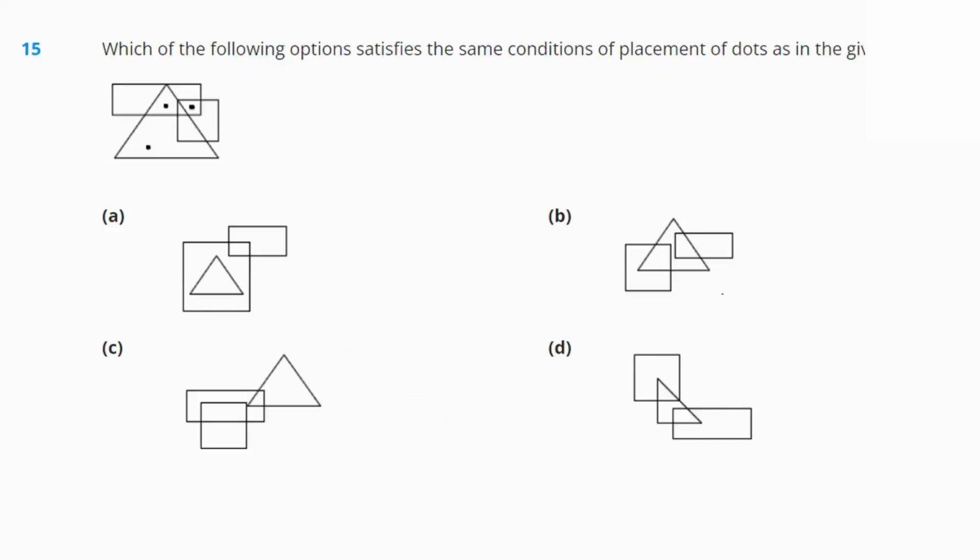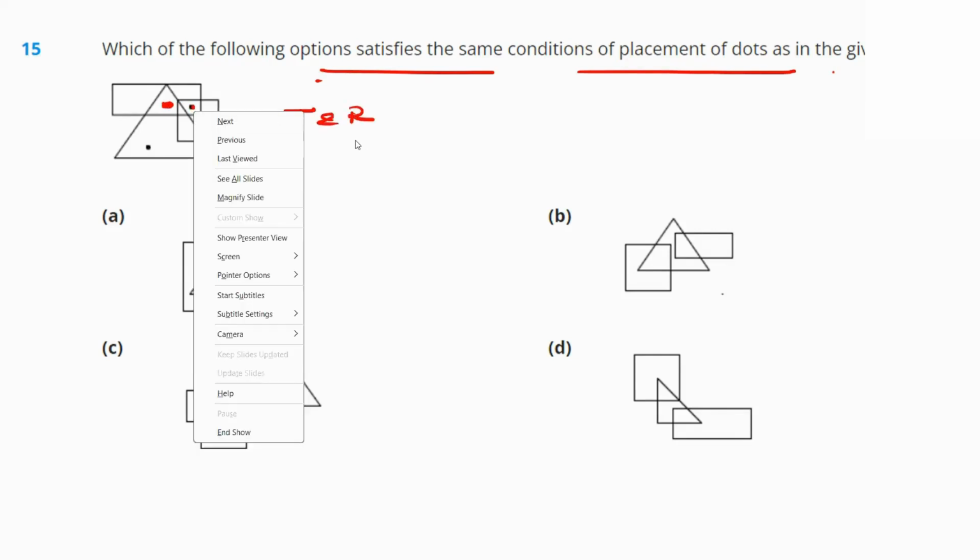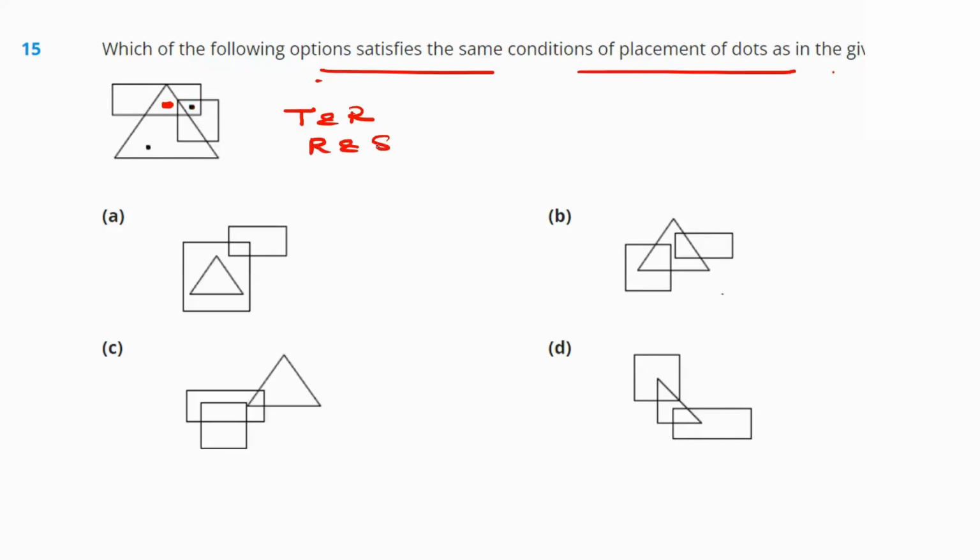Question number 15, dot situation. Which of the following satisfies the same condition as the placement of dot? The first dot is in triangle and rectangle. The second dot is over here in rectangle and square. The third dot is only triangle. Now we just have to look into these situations.